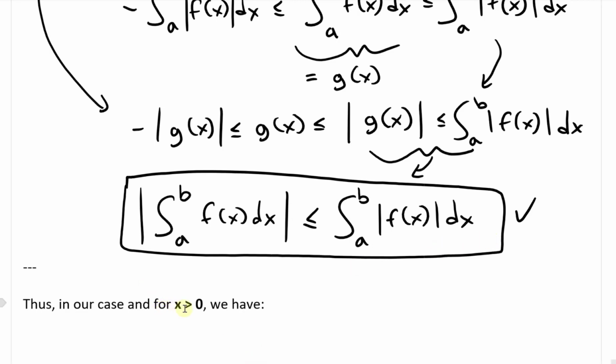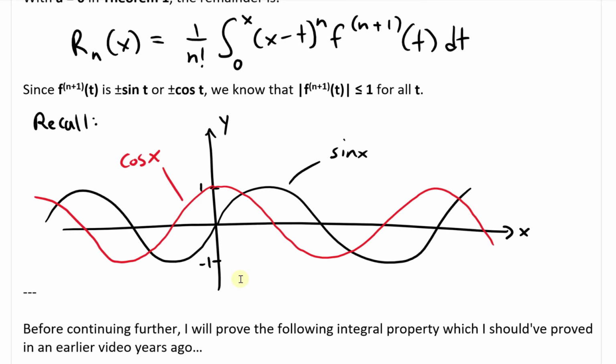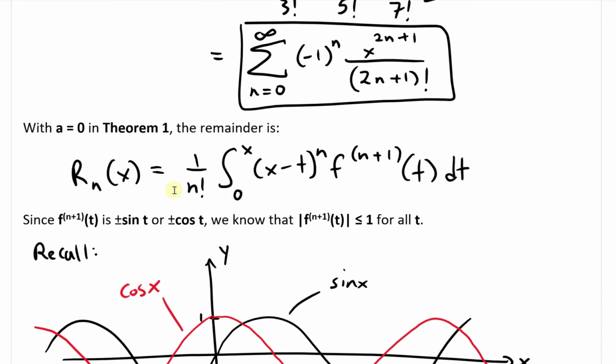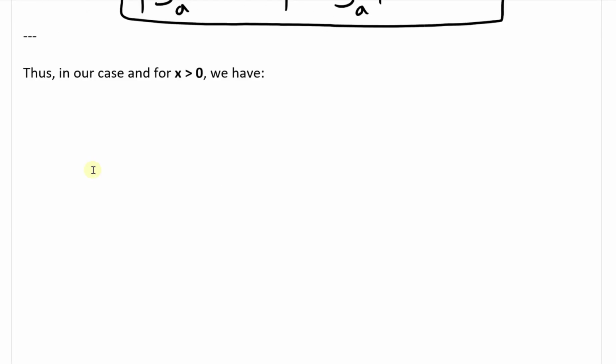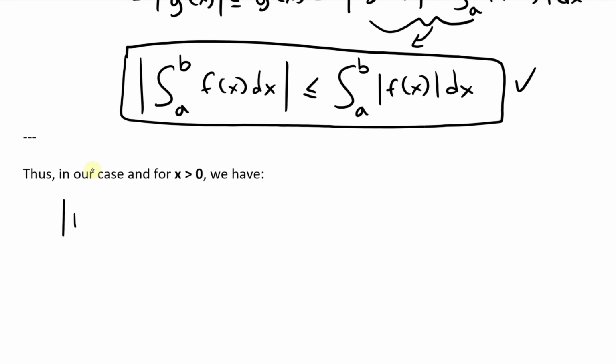So thus in our case, for x greater than 0, what we could do is take this remainder theorem that we have derived, and similar to a previous video and also example 4 of the last video, I would look at the absolute value. So let's just take the absolute value of this entire integral. Thus we have the absolute value of the remainder, R n. Let's write this better. Alright, so this absolute value is going to be less than or equal to, and let's just take the absolute value of the whole thing. But since this is positive, we can just leave this out. So 1 over n factorial is always going to be positive.